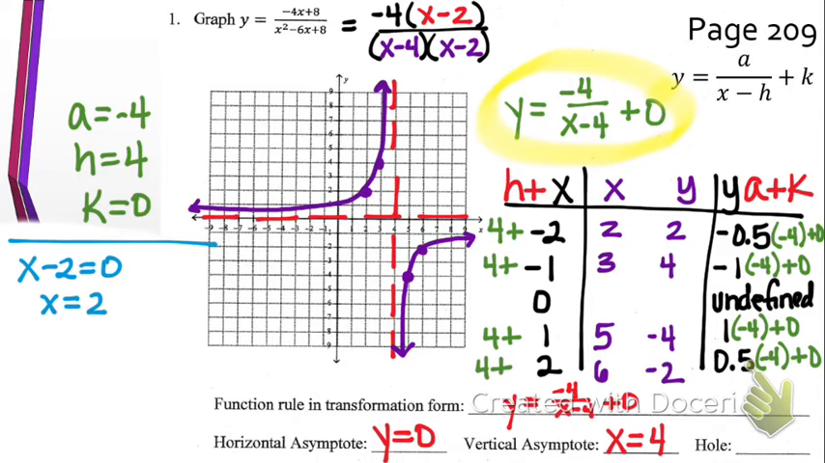And now take that 2 and put it into this equation to get y. So y equals negative 4 over 2 minus 4 plus 0. So take a minute, use your calculator to get that. That should be an ordered pair. So x is 2, figure out what y is.